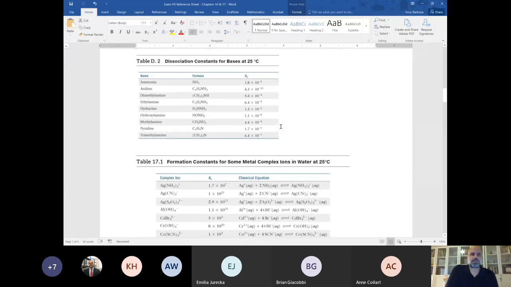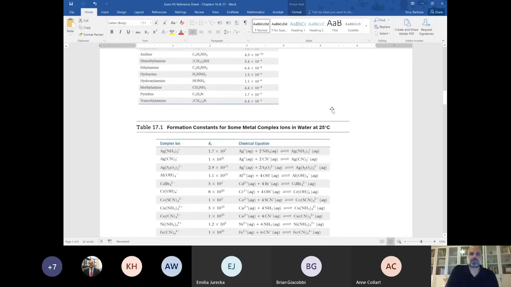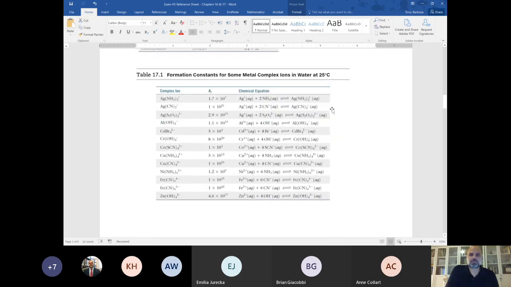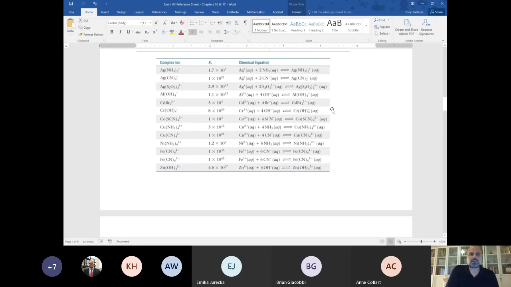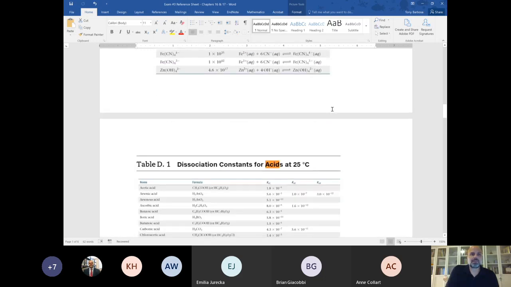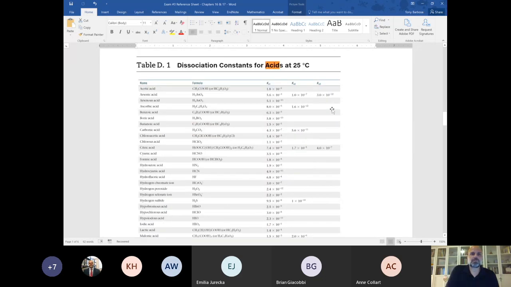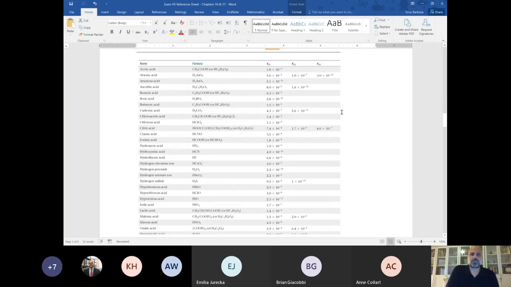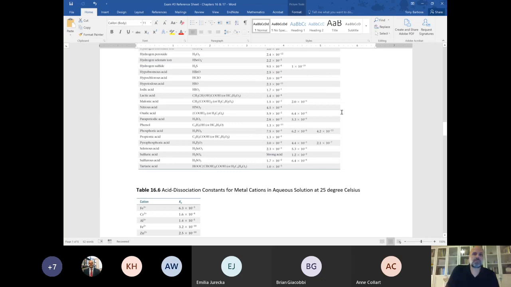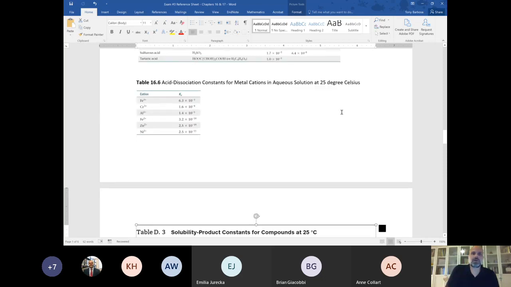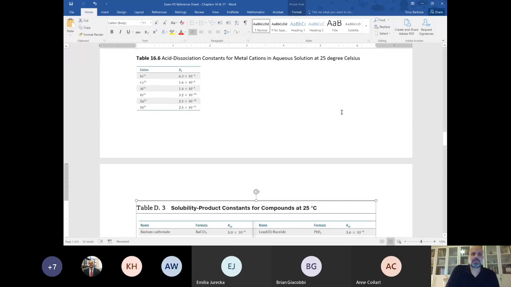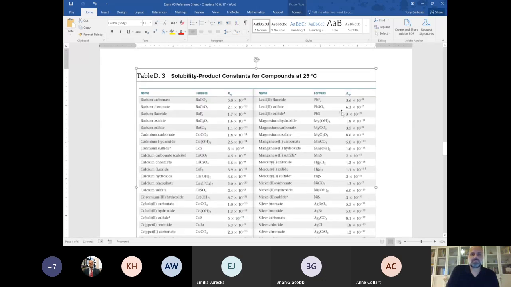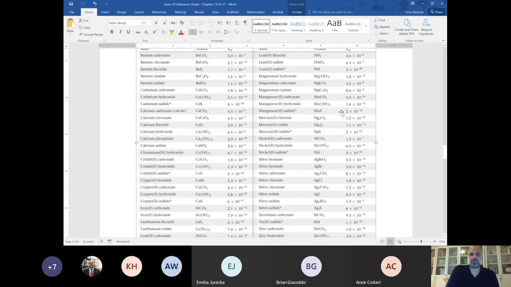Dissociation constants for bases, right? These are your table Ds. These are the ones from Appendix D I told you to look at in the past. Your formation constants, they're in here from the past. Like I said, you're not going to need them, but they're there in case you are wondering. Dissociation constants for acids, right? This is the Appendix D table. Then some acid dissociation constants for metal ions in solution. The Ksps are all here.